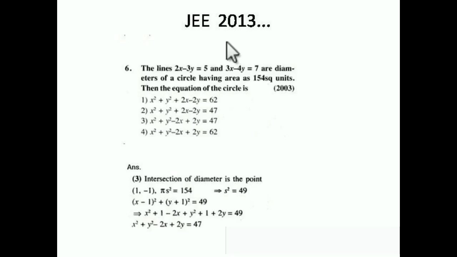This was not asked in JEE 2013. This is my mistake. It's not in JEE 2013. This question was asked in IIT 2003. What does it say? The lines 2x minus 3y is equal to 5 and 3x minus 4y is equal to 7 are diameters.